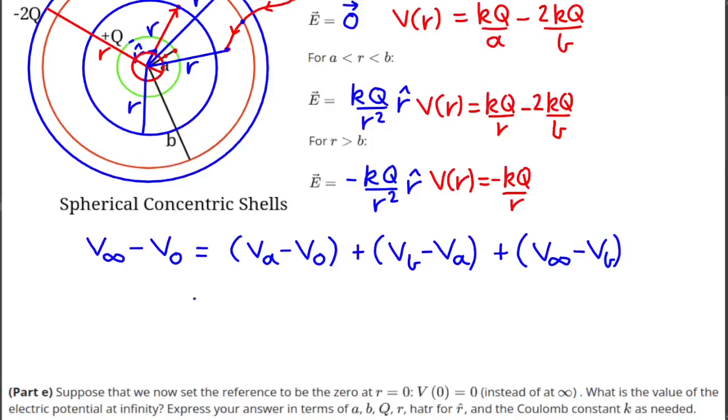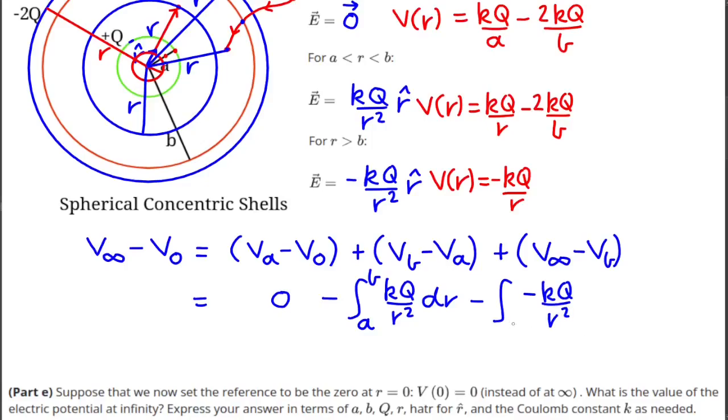The work done by the electric field to move a charge from the origin to a is 0 because the electric field is 0, and the change in electric potential to go from a to b is minus the work done by the electric field. The electric field is kq on r squared, and we integrate from a to b. And to go from b to infinity, we have minus the work done by the electric field, where the electric field is minus kq on r squared, and we integrate from b to infinity.